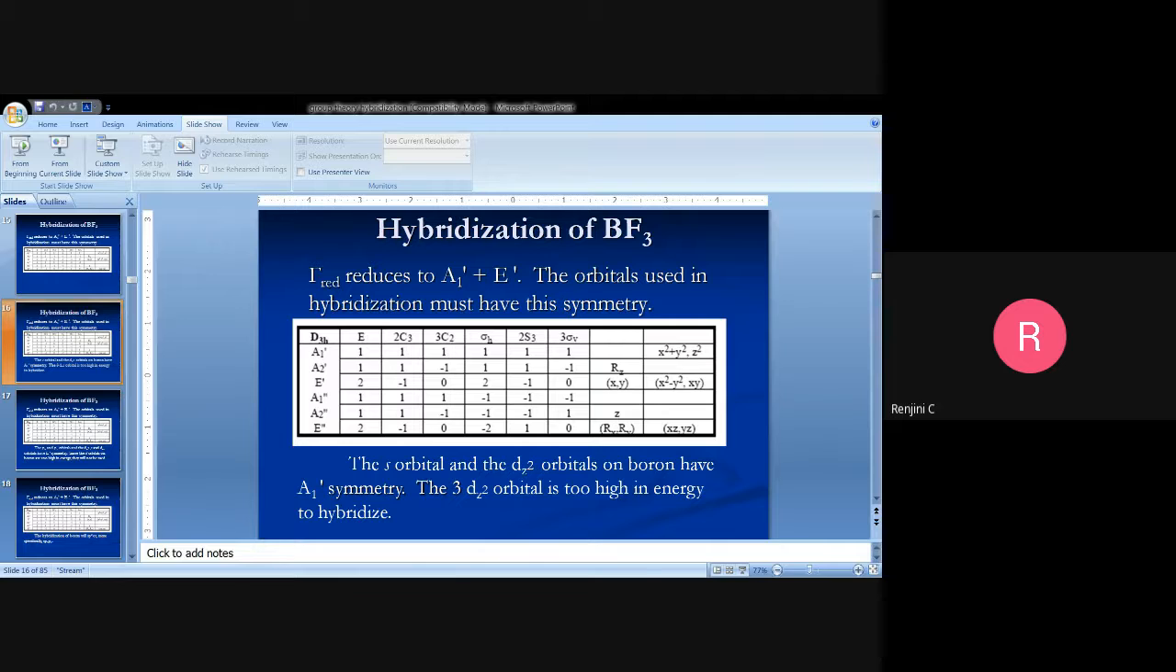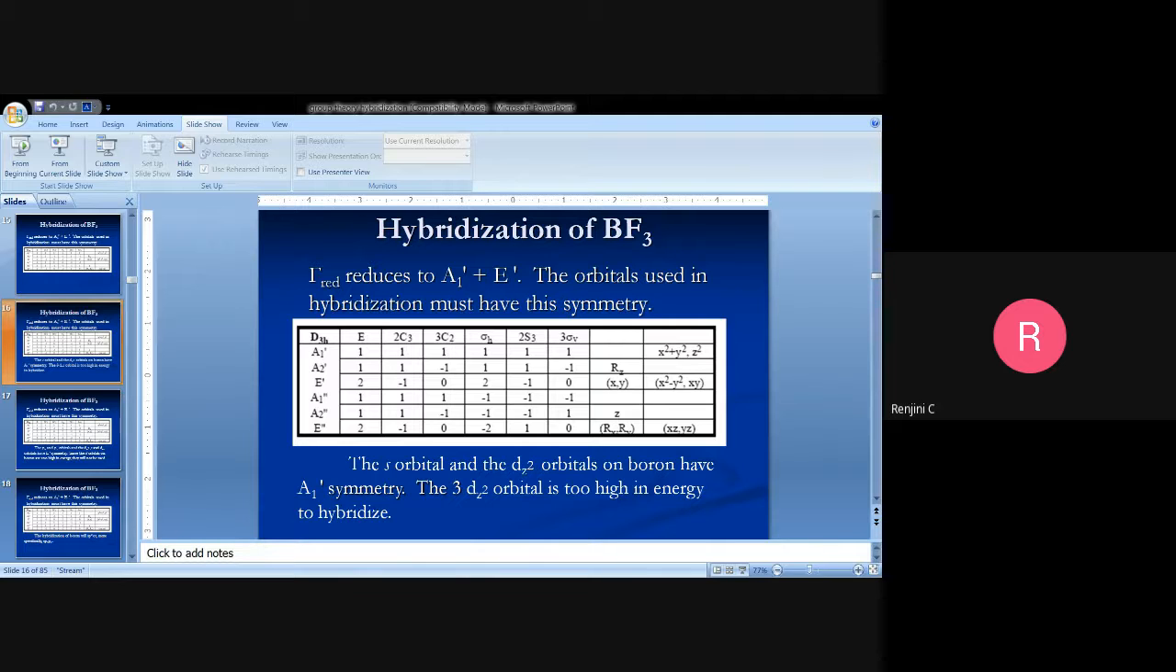So we can say that the A1 dash and E dash correspond to s orbital, two p orbitals, and two d orbitals. That is, by knowing the irreducible representations which are contributing, we can find out which of the atomic orbitals are present. And this process is known as transformation properties of atomic orbitals.